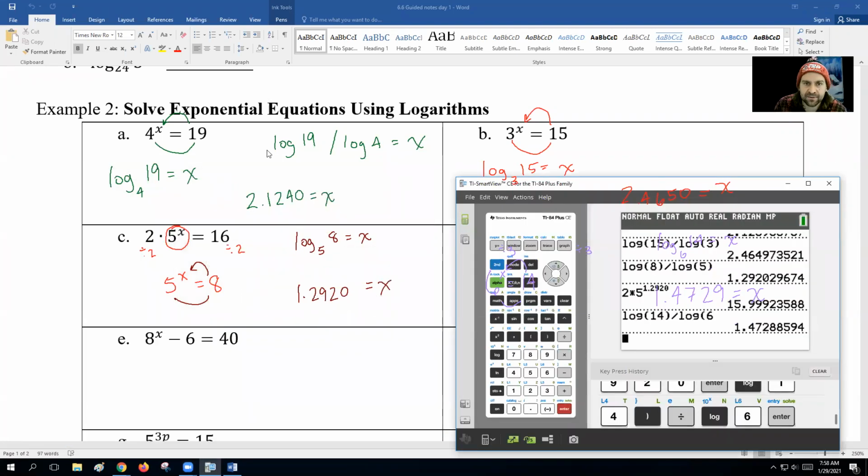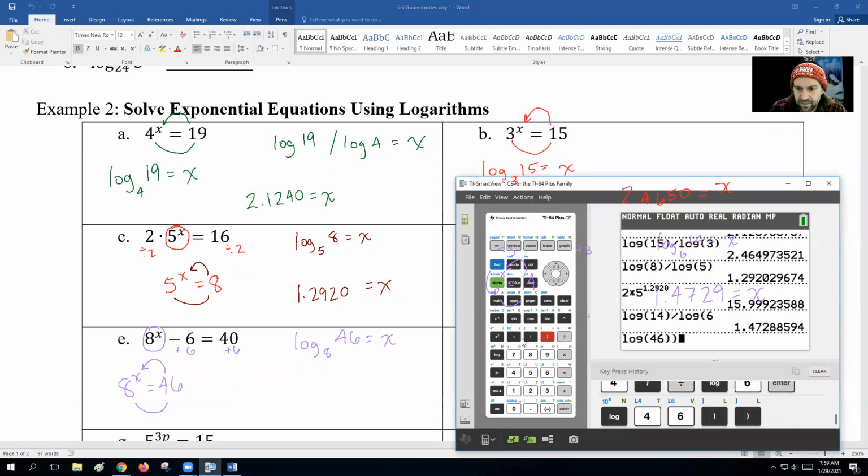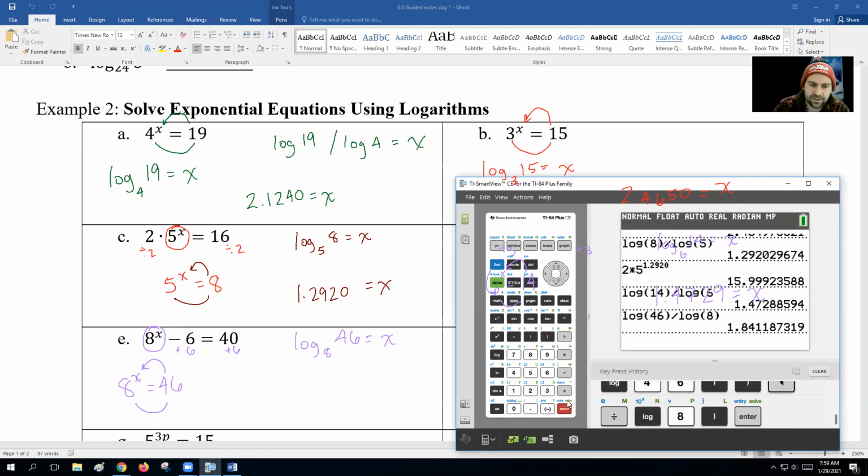All right, what if we got something added or subtracted to it? Well, all we need to do is continue to isolate that radical part. So we're going to add 6 over to the other side. So we get 8 to the x power is equal to 46. Then we loop and swoop. So this would be log base 8 of 46 equals x. So you can use the log base button, or we can do log 46 divided by log 8. And we'd get 1.8412 is equal to x.